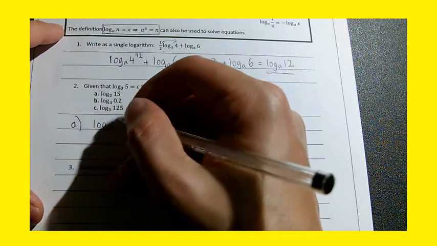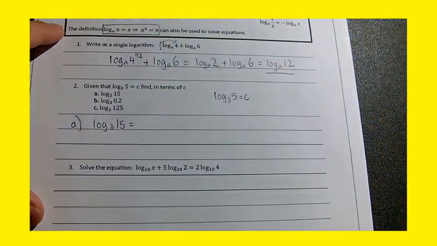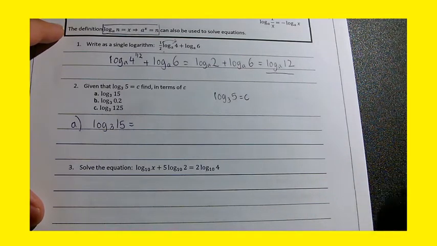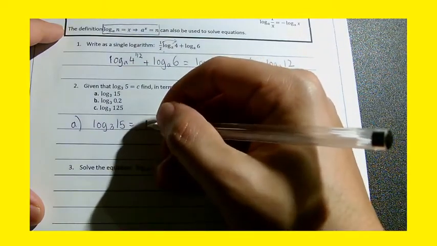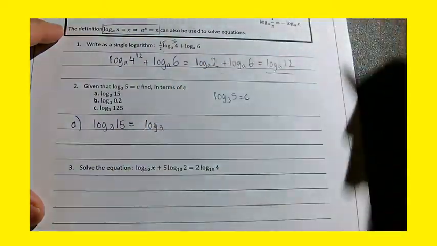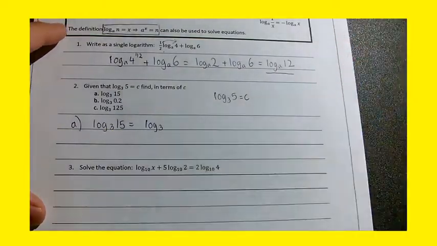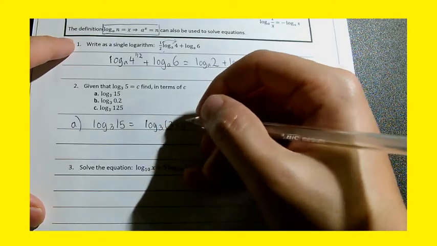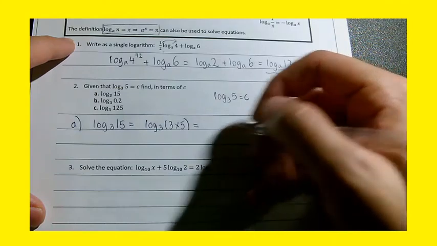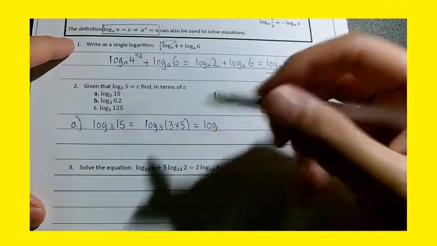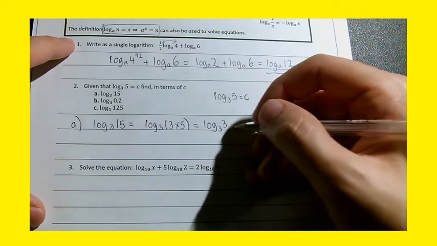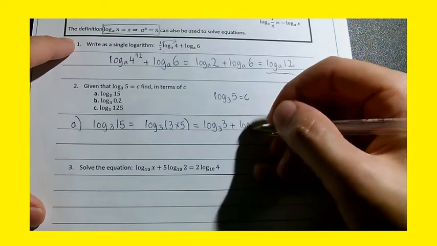Now log base 3, 15, I need to rewrite that in terms of c. The only way I can rewrite that in terms of c is if I've got log base 3, 5 somewhere. Right, log base 3, 15, how can I rewrite that? Is there a way of rewriting 15 in terms of 5? Yeah, 3 times 5. Okay. Now, if you've got two numbers being multiplied, using multiplication law, log base 3 times 5 can be rewritten as log base 3, 3, plus log base 3, 5.